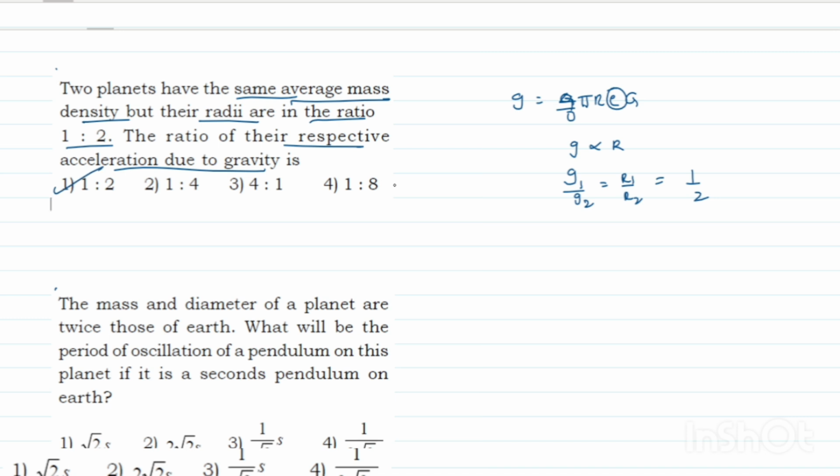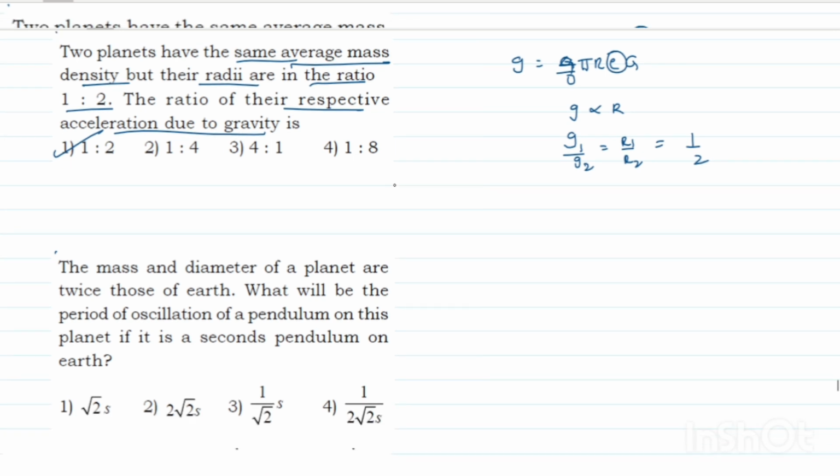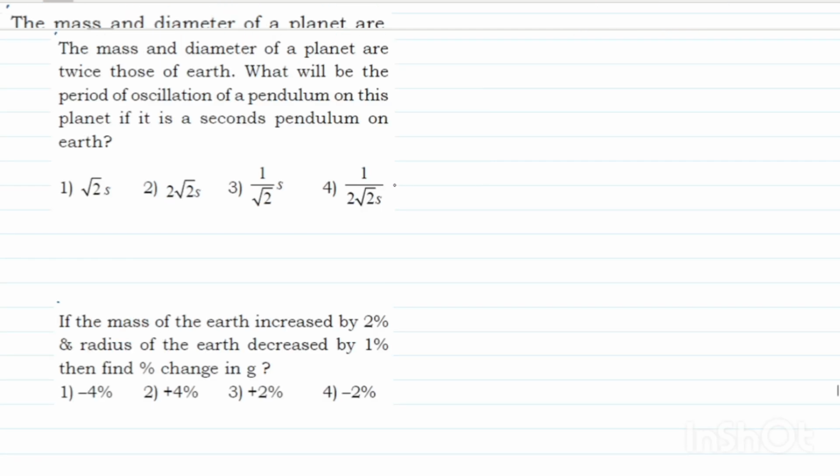So now let us see the next question. The mass and diameter of a planet are twice that of the Earth. What will be the period of oscillation of the pendulum on this planet, if it is a seconds pendulum on the Earth? The mass of the planet will be twice that of the Earth, and the diameter, which is directly proportional to radius, will be twice, so the radius of the planet will be twice the radius of the Earth.